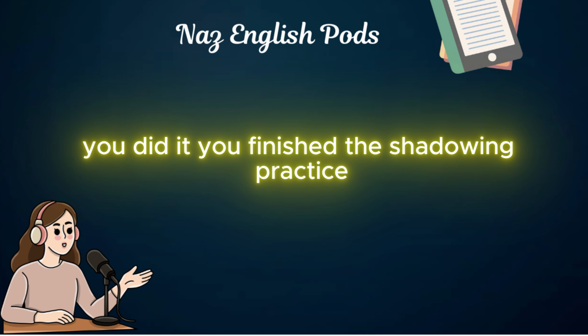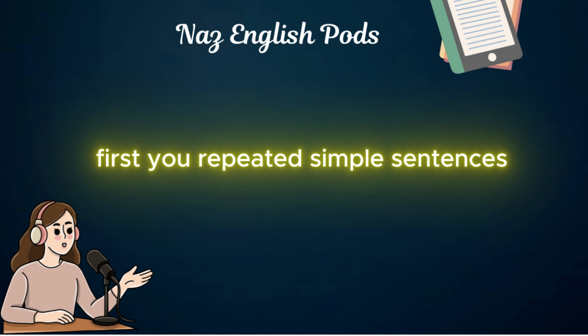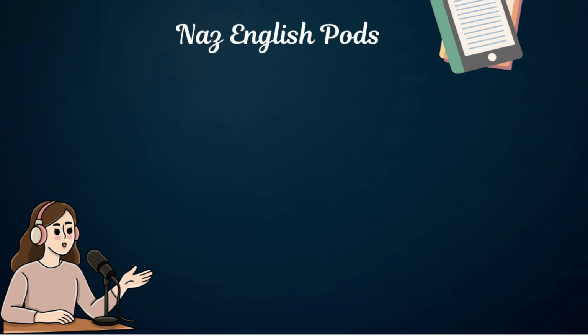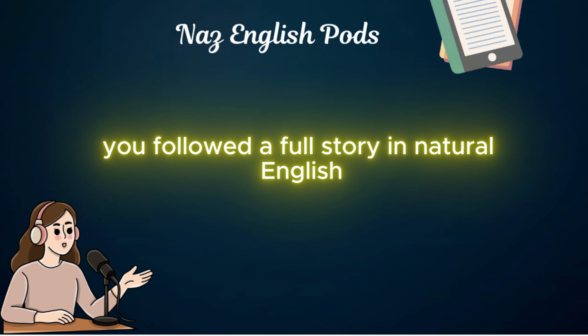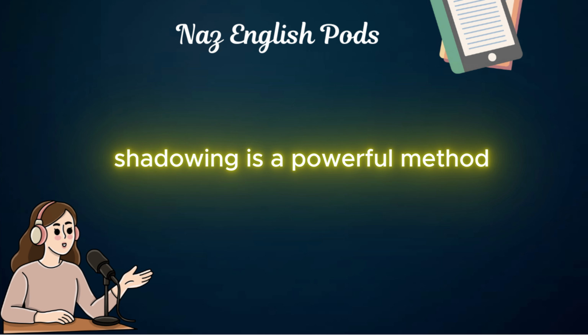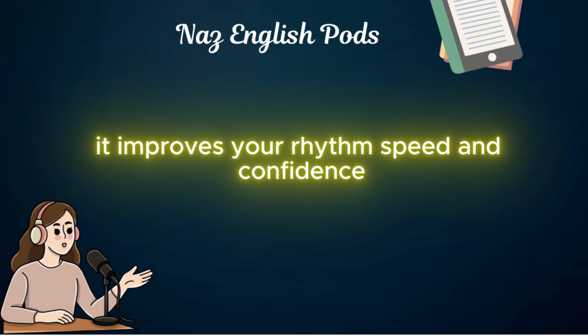Okay, you did it. You finished the shadowing practice. Today, you practiced English in 3 steps. First, you repeated simple sentences. Then, you practiced longer connected sentences. Finally, you followed a full story in natural English. Shadowing is a powerful method. It trains your ear. It trains your mouth. It improves your rhythm, speed, and confidence.